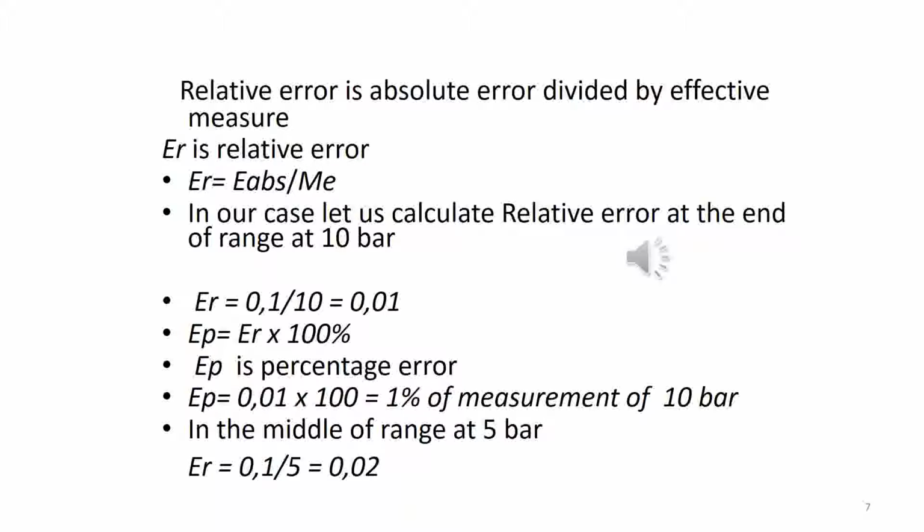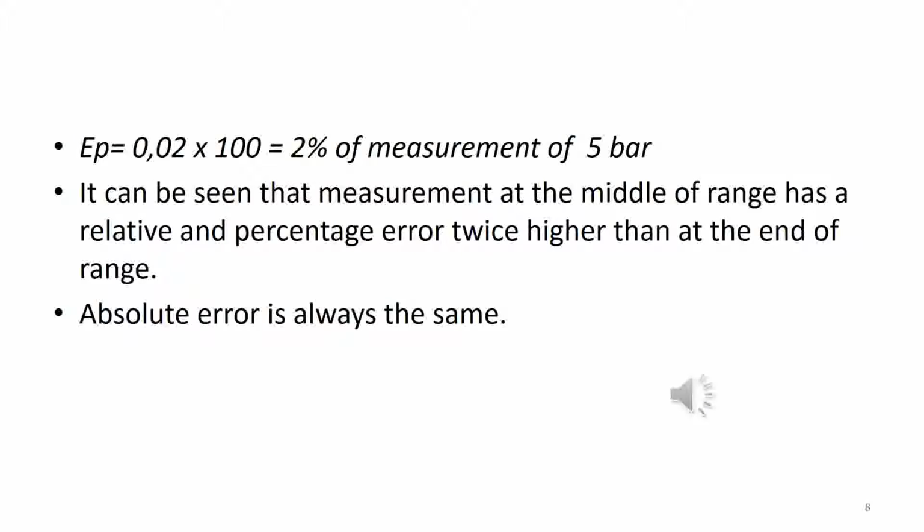In the middle of range at 5 bar, ER equals 0,1 divided by 5 equals 0,02. Percentage error, EP equals 0,02 multiplied by 100 equals 2% of measurement of 5 bar. It can be seen that measurement at the middle of range has relative and percentage errors twice higher than at the end of range. Absolute error is always the same.